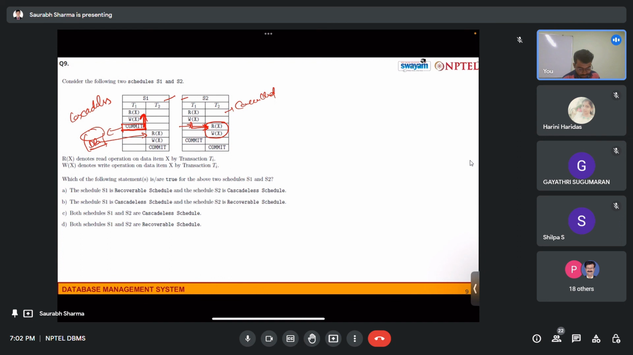Now comment on these two. S1 is recoverable, S2 is cascadeless. That is totally wrong. S1 is cascadeless, S2 is recoverable, yes. Both are cascadeless, wrong. S1 and S2 are recoverable, yes. So answers are B and D here.